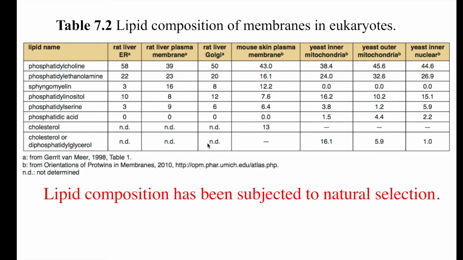The composition of these membranes has been subjected to natural selection because these membranes have to do different things. The membrane of a mitochondria has to do something different than the membrane of the endoplasmic reticulum or the membrane of the cell membrane. They have different jobs to do, and those jobs require a different amount of fluidity in the membrane, and therefore the membrane composition is different in those different membranes to arrive at a membrane fluidity that will work for those membranes.